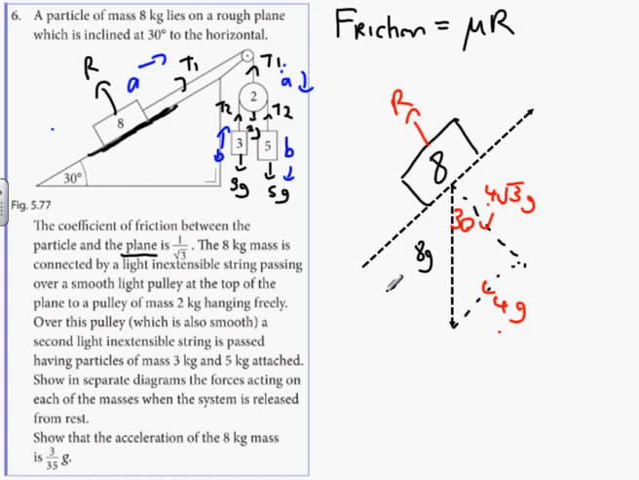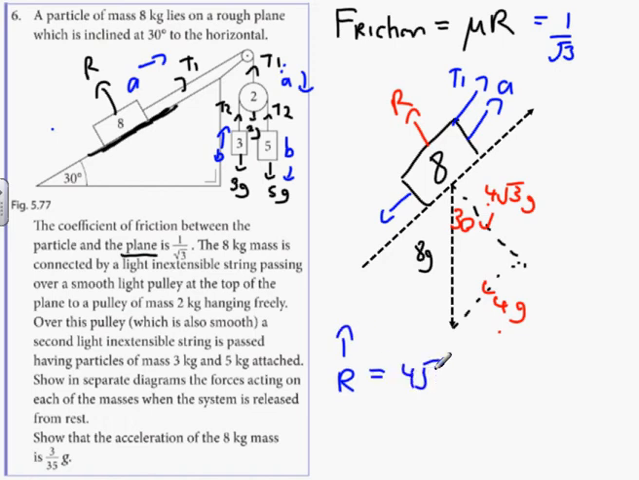Okay. Now, this is going up at acceleration A. What's bringing it up? T1 is forcing it up. Is there anything opposing the motion? The 4G down here, and now we're going to do friction as well. Friction equals mu R, and that is going to be 1 over root 3, the coefficient of friction, multiplied by, what's R, guys? The way it's balanced, it's not sinking into the plane. The R going upwards is balanced by the 4 root 3G going downwards. Okay?